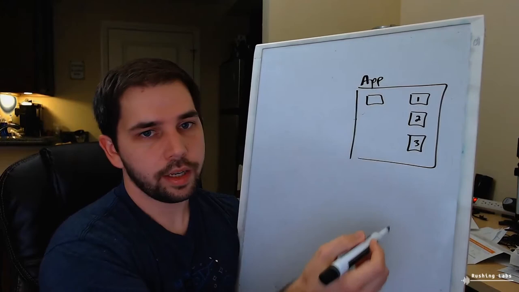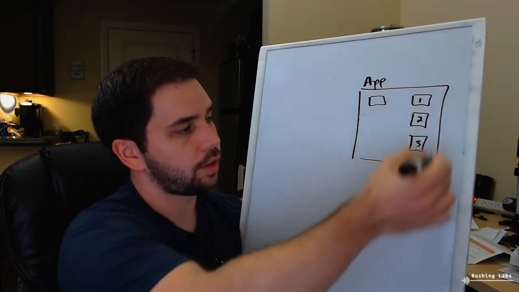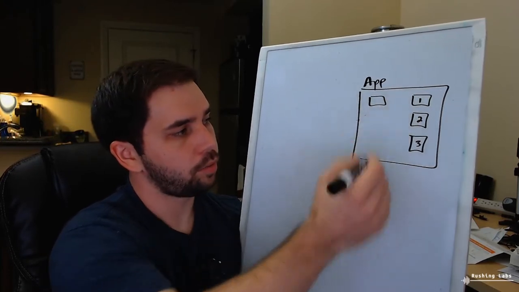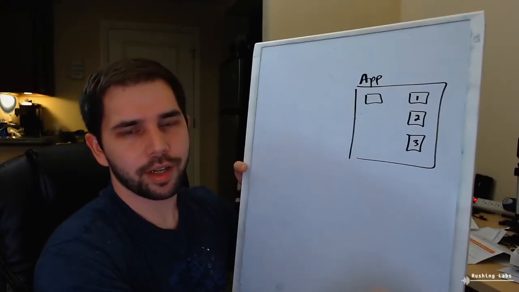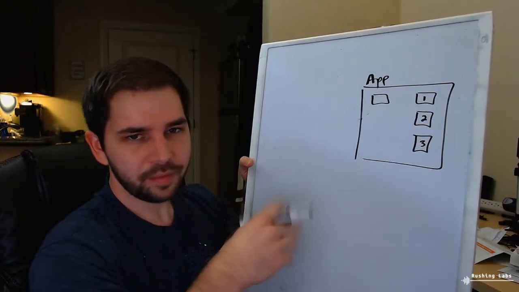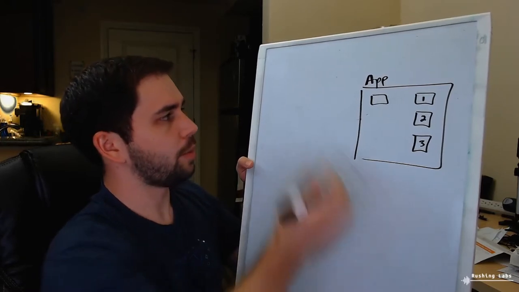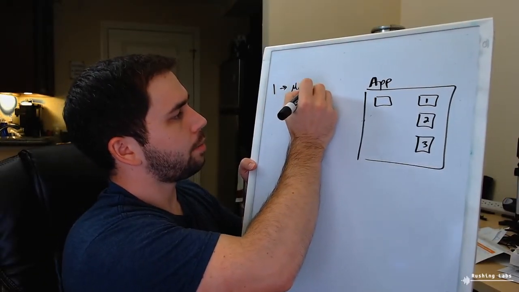All right, so in theory, I've got some app here, and I've got a couple of components. Let's just say that this is our browser window, and I've got components 1, 2, and 3. I'm going to try to write on this. I apologize if this is kind of crazy. I'm not going to do this all the time, but I just thought it was important to break out the whiteboard. So we've got 1, and that's my component.